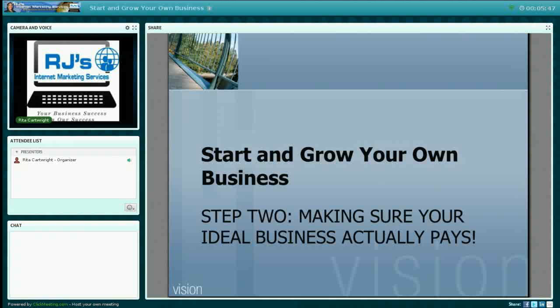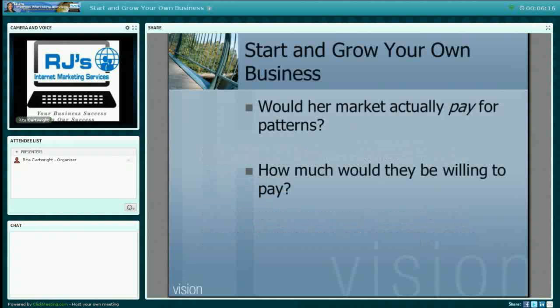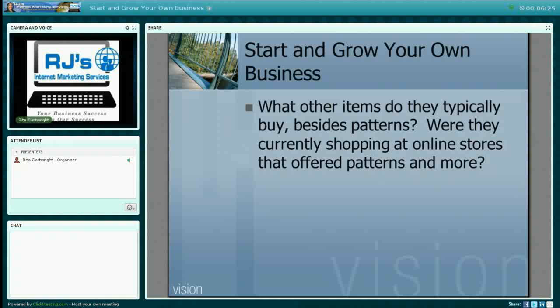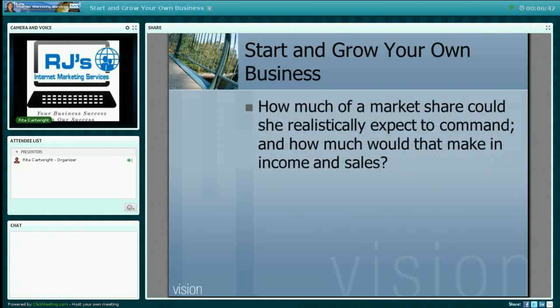that we'll call her, who has so much fun sharing miniature doll tips, patterns, and resource links that she decided to open a pattern store. So she researched her market and confirmed there was a tremendous interest in new patterns within that niche, something she already knew through being a member of a high activity sewing forum. But what she admits she didn't research was, would her market actually pay for the patterns? How much would they be willing to pay? What other items do they typically buy besides patterns? Were they currently shopping online at online stores that offered patterns and more? How much of a market could she realistically expect to command? And how much would that make in sales?